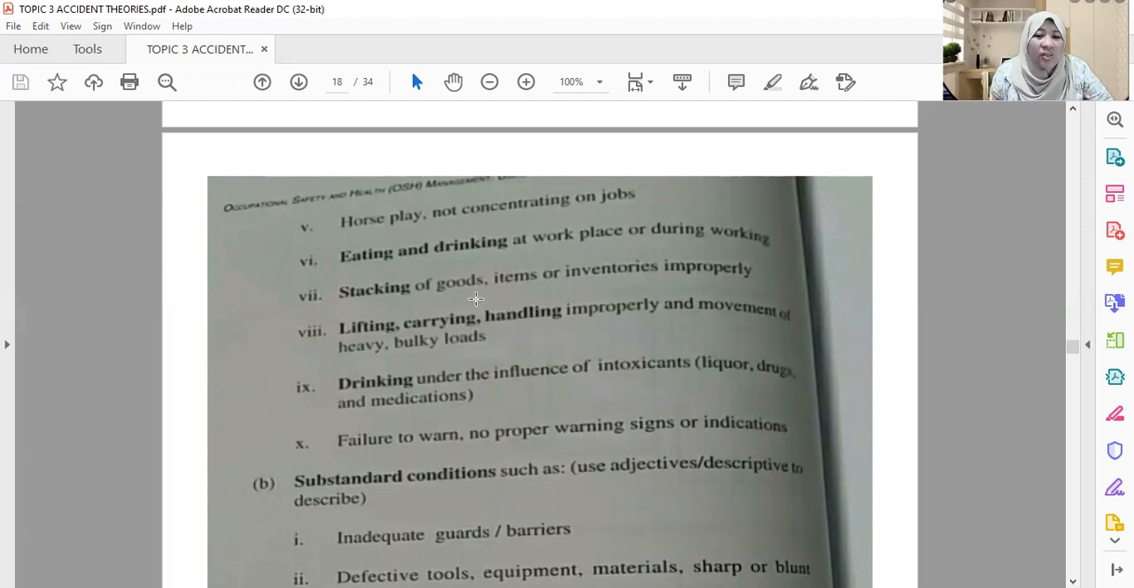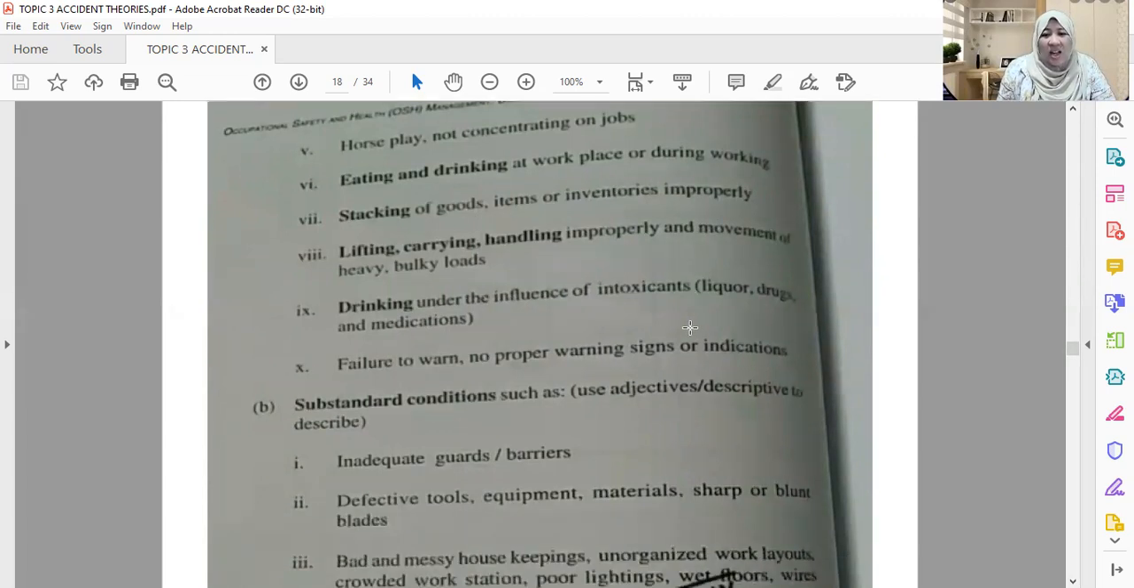Okay, and then stacking of goods or inventories improperly. You just stack it from the small one to the larger one. No, it's not the right thing. Okay, the smaller one will be at the top, yang ke atas, but the one at the bottom will be the larger size. Okay, lifting and carrying, handling improperly, and movement of heavy bulky loads.